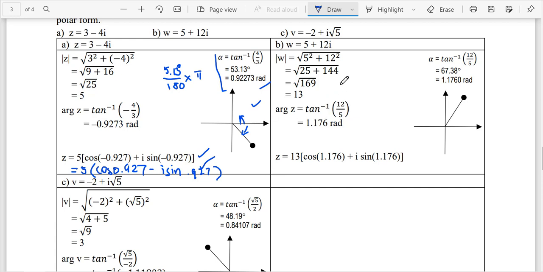Okay, this is B, then B. You look at B, this is first quadrant, no problem. After you get this, you just substitute inside the angle. And this is the modulus. Okay, so this is modulus, this is angle. No need to change actually.